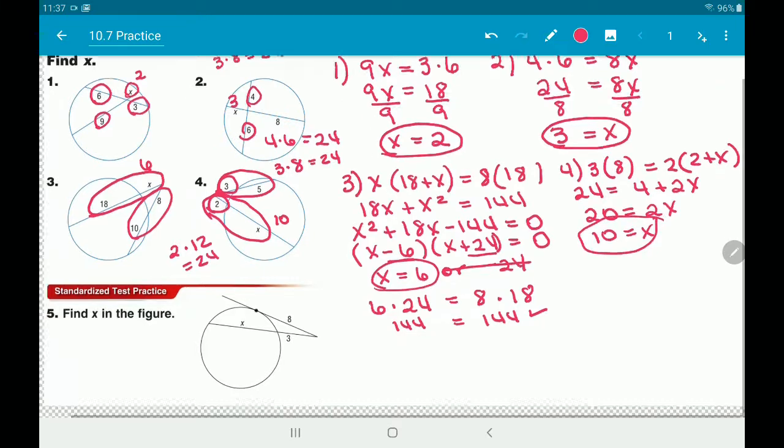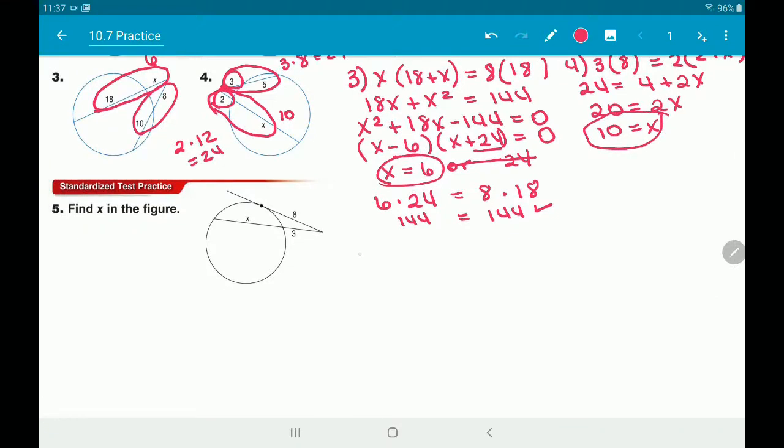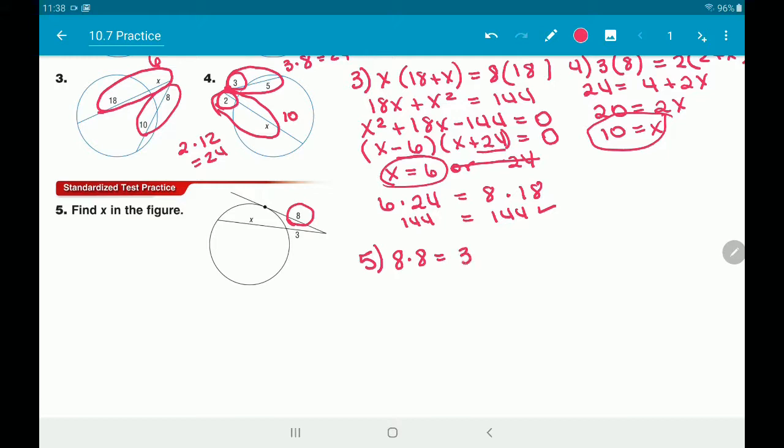On number 5, that one has a tangent segment. So with a tangent segment, you can still think of the same process. The outside times the whole thing. They just both happen to be the same size. Equals, again, the outside times the whole thing. The whole thing is not 3x, it's 3 plus x. So we have 64 equals 9 plus 3x. If we subtract 9 from both sides, we get 55 equals 3x.